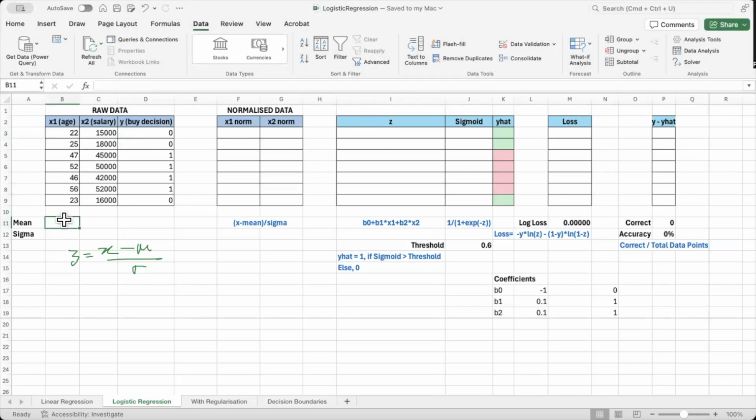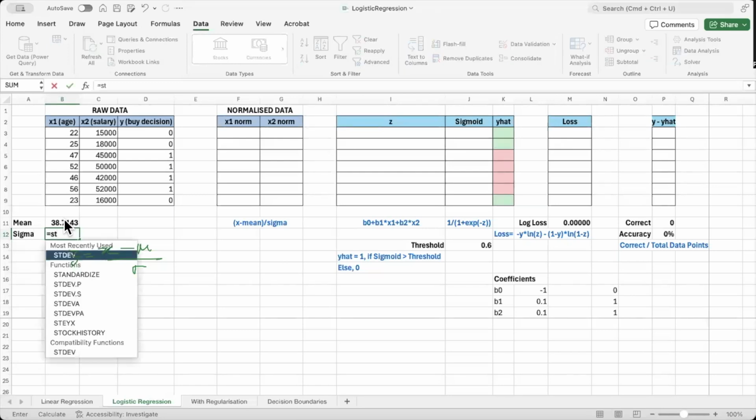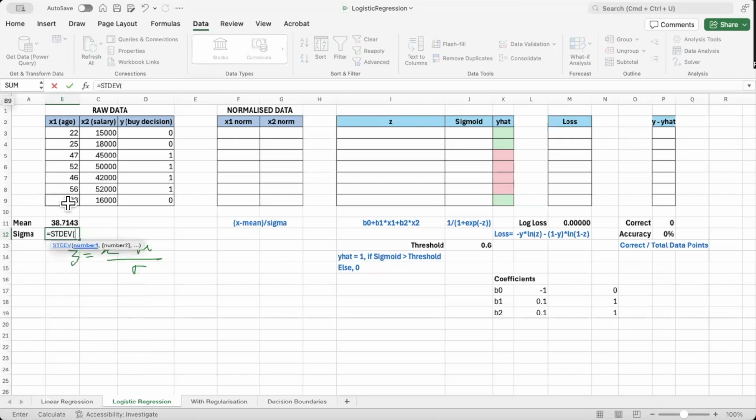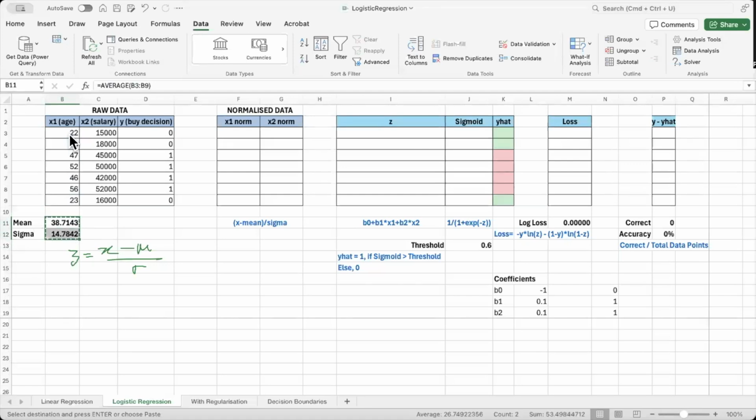I can find the mean here by saying average of this data, and I can find the standard deviation by saying stdev of this data. So I have found this. I can do the same for the salary column also. I can just copy this and paste it here. So now I have got the mean and standard deviation of age and salary.